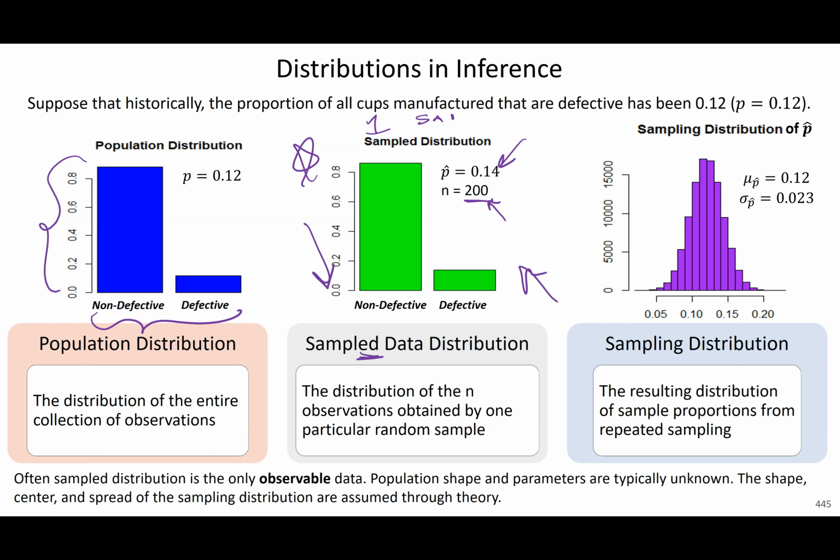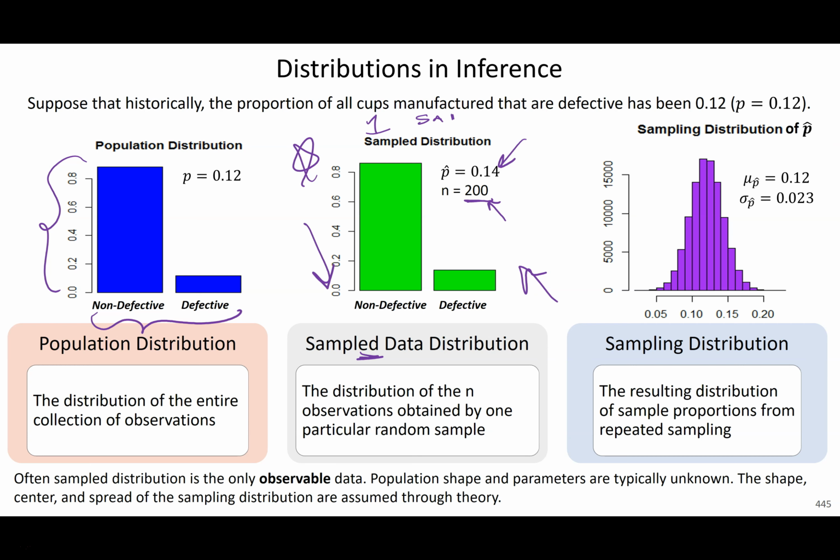Then the sample distribution. This is when you take a sample of 200 here from that population. So I took my sample from the population. P hat is what I observed. I observed 14% of the cups in my sample of 200 were defective.